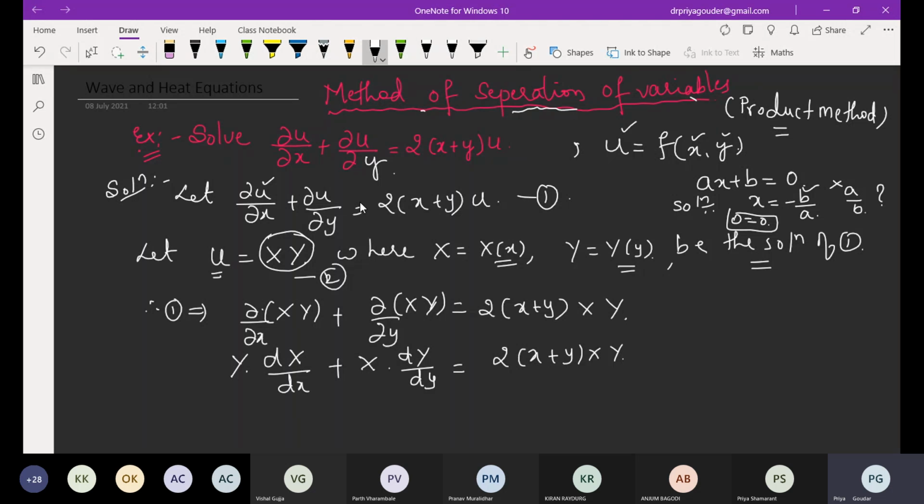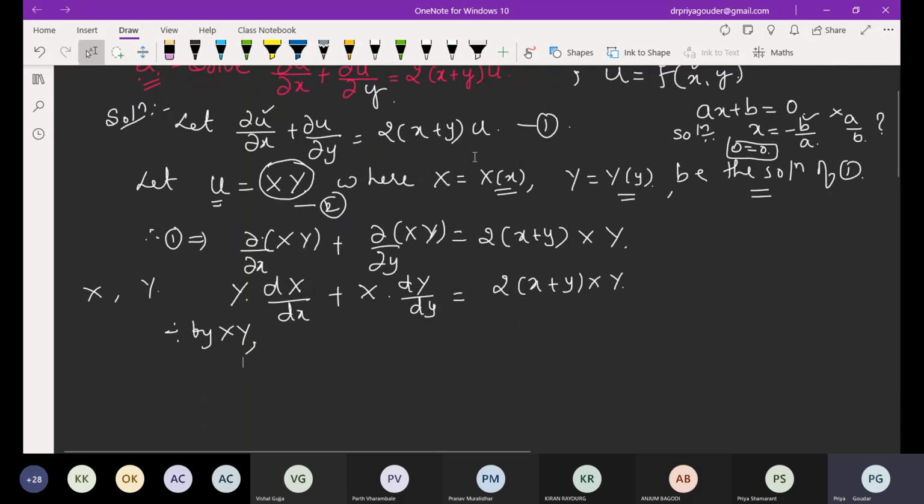Now the next step: we are going to separate the x terms and y terms. For that, one easy step is there. You divide this equation by capital XY, and the separation will be done. That's why it is called the method of separation of variables. If you divide each term by XY, what happens? Y divided by XY is 1 by X, and the remaining term is the same.